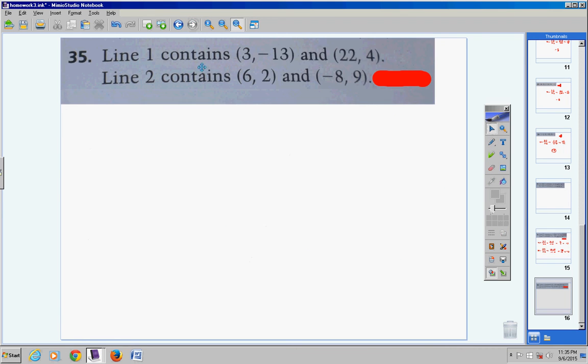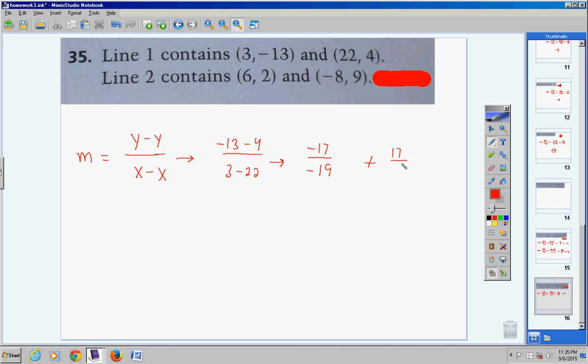Let's try 34 or 35. Now, let's find the slope of line 1. My y's are -13 and 4, so -13 minus 4. My x's are 3 and 22, so 3 minus 22. Alright, -13 minus 4 is -17. 3 minus 22 would be -19. Negative over negative is positive. Positive 17/19. Now let's find the slope of the second line.